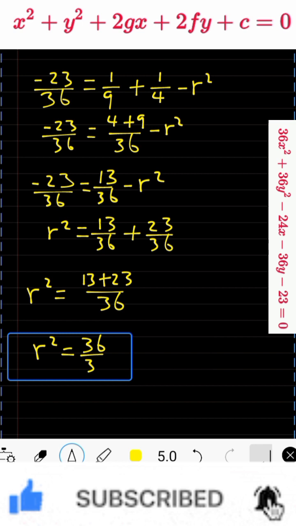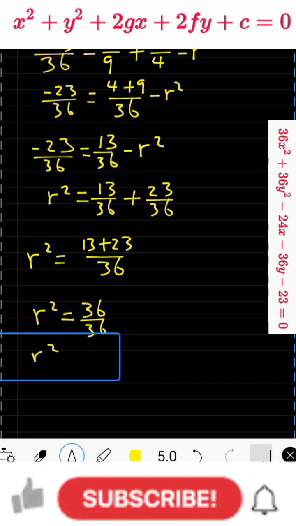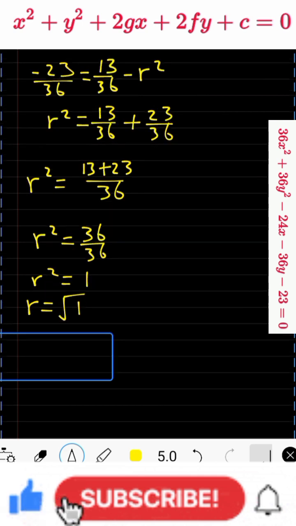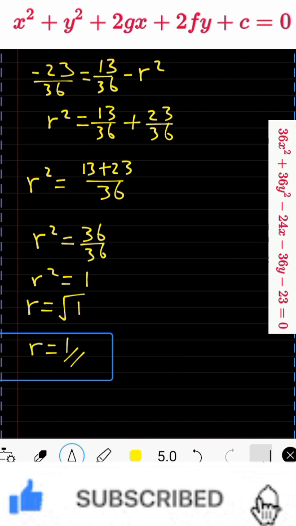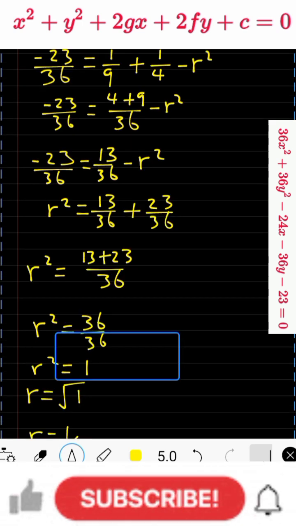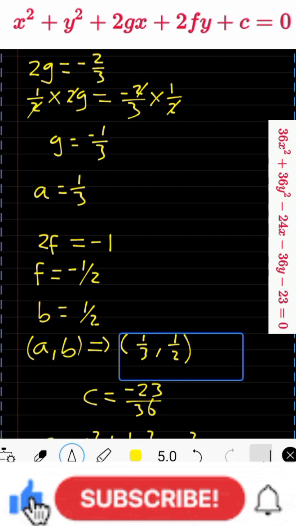36 over 36. So that means R squared is equal to 1. R is equal to the square root of 1. Therefore, the radius of the circle is 1. So we've gotten the coordinate of the center and the radius of the circle. The radius of the circle is 1, and the coordinate of the center is 1 over 3, 1 over 2. This is the first method.